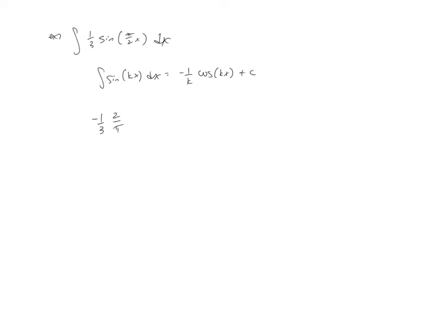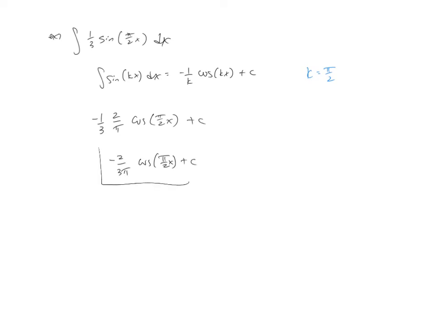Okay, so this k value here, I might as well write it out. The k value is pi over 2. So when I divide by that, that's the same thing as multiplying by 2 over pi. And then we'll have our cosine of pi over 2 x plus c. Cleaning it up a bit, we get negative 2 over 3 pi cosine pi over 2 x plus c.